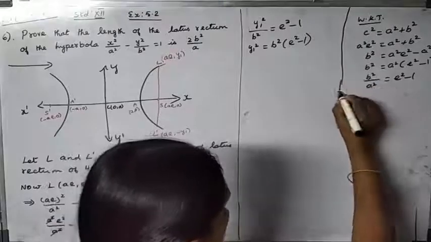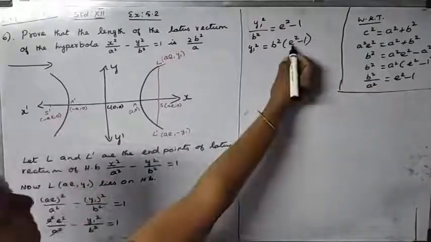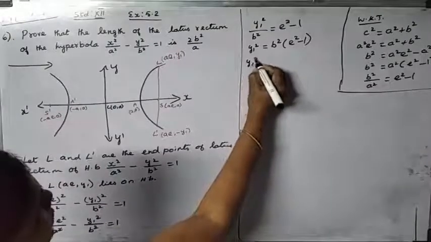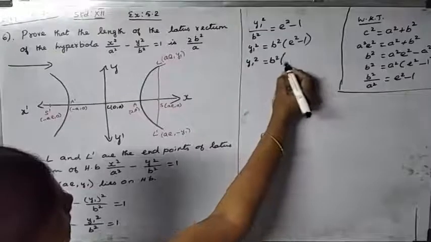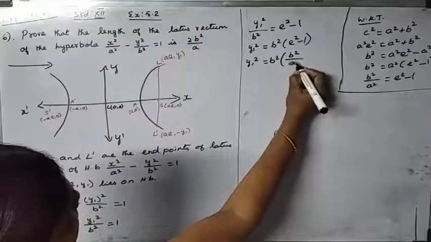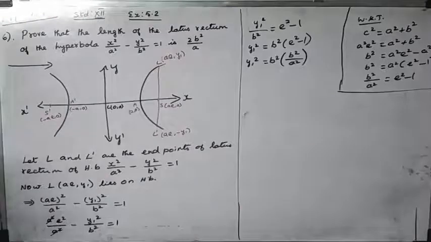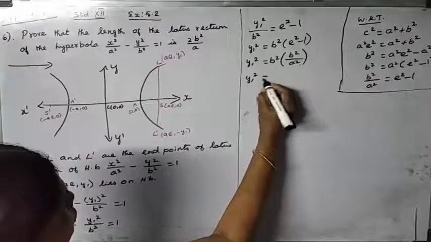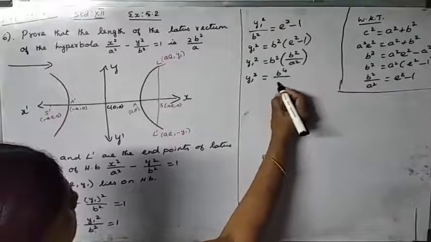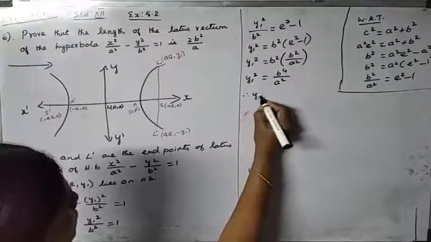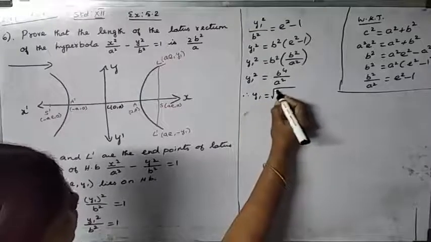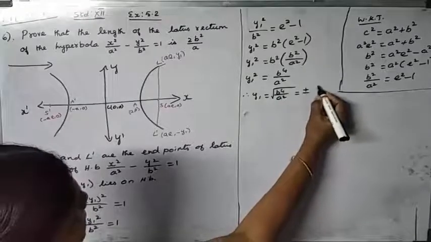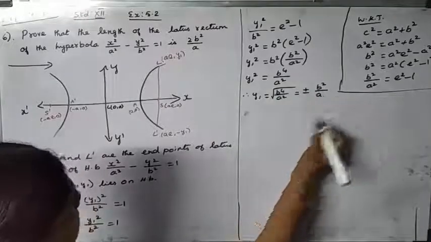Take it as a rough column. Now instead of this e square minus 1, substitute b square by a square. So y1 the whole square is equal to b square into b square by a square. Do you understand the value of e square minus 1? Now multiply these two. y1 the whole square is equal to b power 4 by a square. Therefore, y1 is equal to square root of b power 4 by a square, which is equal to plus or minus b square by a.